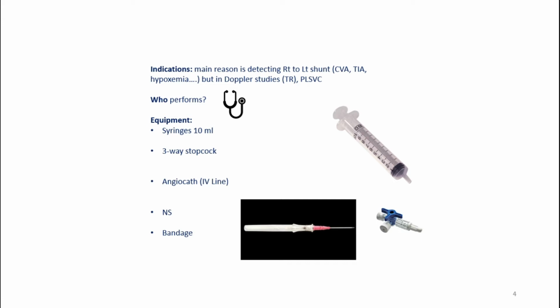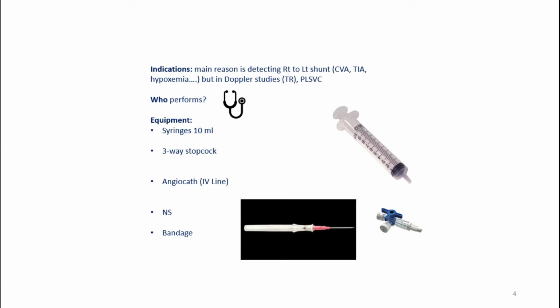Or we have hypoxemia and we cannot find the reason and source for the hypoxemia. Another indication for bubble study is when we are dealing with a critical patient and we need to measure pulmonary pressure, but we don't have enough TR to catch on Doppler, or we are not sure if it is underestimating or not. In those cases, we can use bubble study to increase the sensitivity of the Doppler study.